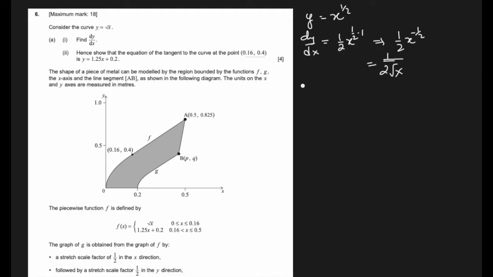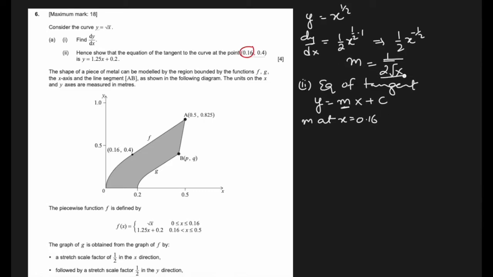Hence, show that the equation of the tangent to the curve at this point is this. So part 2, equation of tangent. Since it is y equal to mx plus c format, I will use the same format, y equal to mx plus c. m is the gradient of the tangent at this point. At this point, we see x is 0.16, and that is the value I'm going to use, m at x equal to 0.16. So it is nothing but this, this is m.